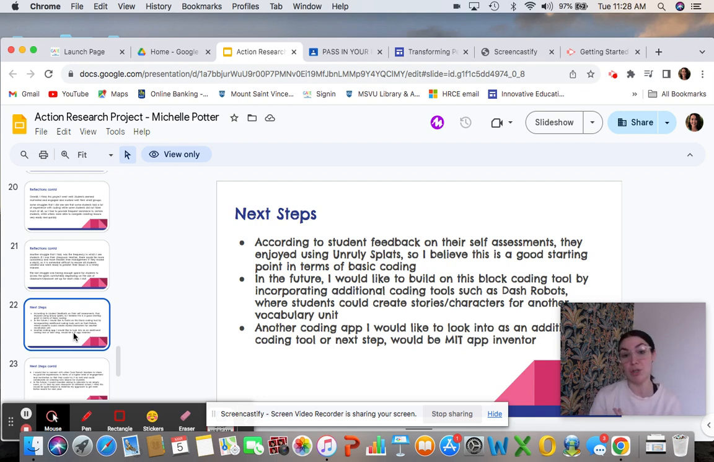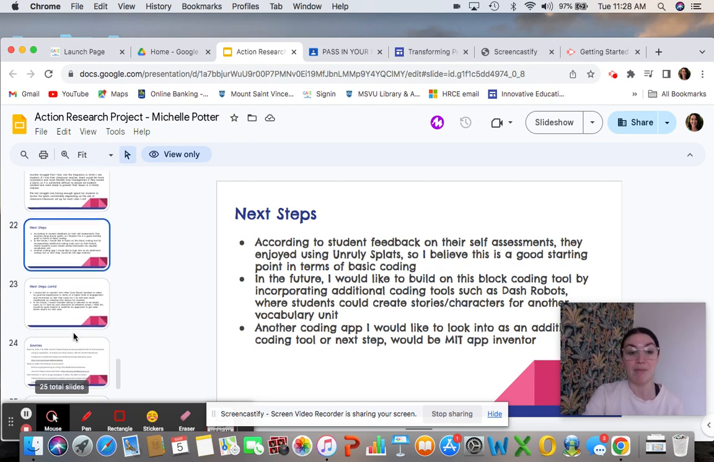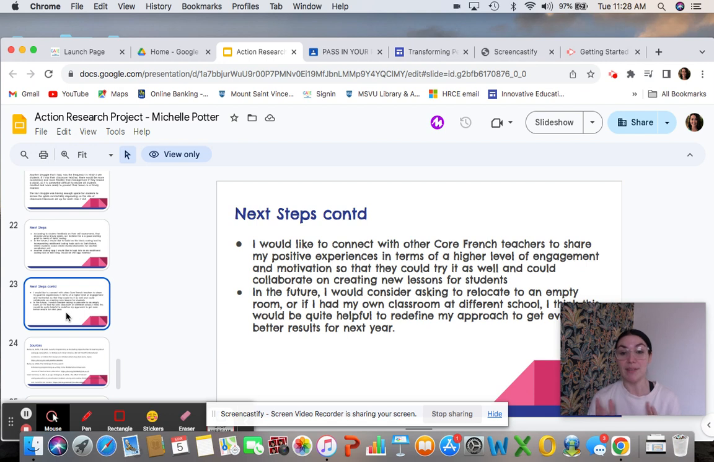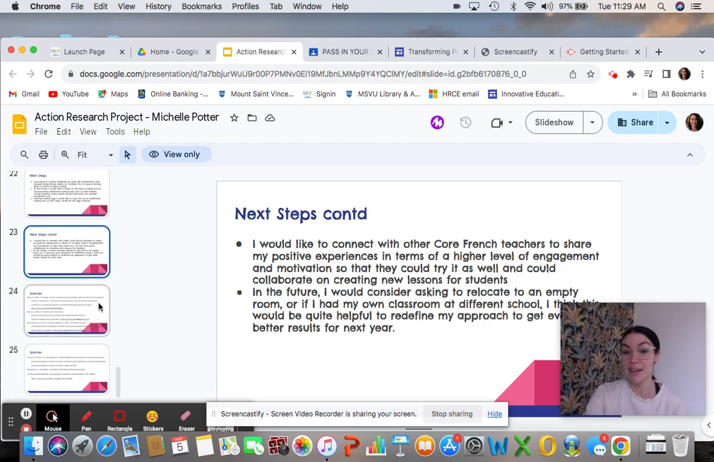I'd really like to look into block coding tools such as Dash robots, where they could create their own stories and characters for another vocabulary unit. And maybe even looking into something a little bit more of a challenge like MIT App Inventor. And then also, I would love to reach out to other core French teachers who maybe have never thought about using Unruly Splats or an app like this before. And then maybe creating new lessons together for students moving forward. And just opening up to them to let them know about the positive experiences that I've had using this.